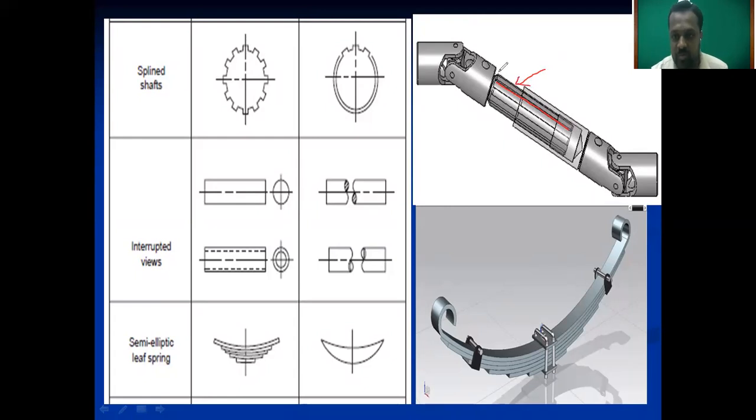This portion from this to this is called the spline shaft. Splines are nothing but splines provided on the surface of the shaft. म्हणजे एका shaftच्या surface वर आपण काय केलेले असते? खाचा पाडलेल्या असतात. Now say, what is the purpose of that spline shaft, or what is the function of that spline shaft? Function काय असेल spline shaftचे?